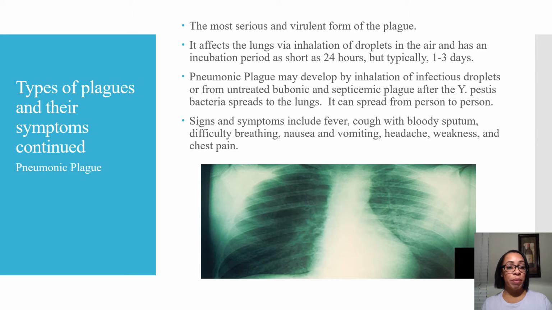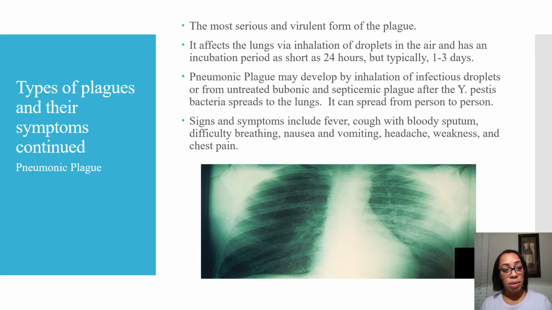The second type of plague is the pneumonic plague. Now, the pneumonic plague is the most serious and virulent form of the plague. It affects the lungs through inhalation of droplets in the air and has an incubation period of about 24 hours, but typically 1 to 3 days. The pneumonic plague may develop by inhalation of infectious droplets or from untreated bubonic and septicemic plague after the Y. pestis bacteria spreads to the lungs. It can be spread from person to person.